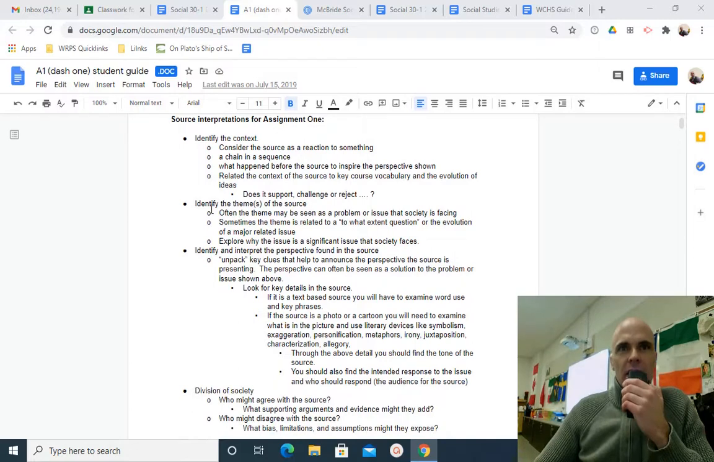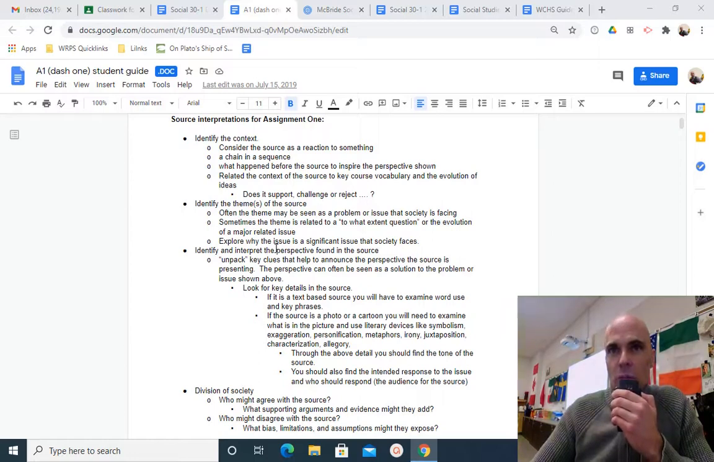We can look at the theme of the source, try to identify the common themes. Does it support, challenge, or reject liberalism in Social 30? Does it support, challenge, or reject nationalism in Social 20? Does it support, challenge, or reject globalization or globalism in Social 10? How does it support, challenge, or reject the themes of the course? To what extent? The question that's presented to you will not be worded in a to what extent, but it inspires a to what extent conversation about the evolution of the major themes of the course.